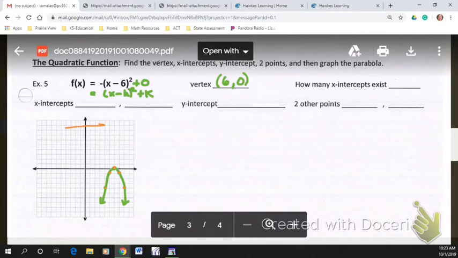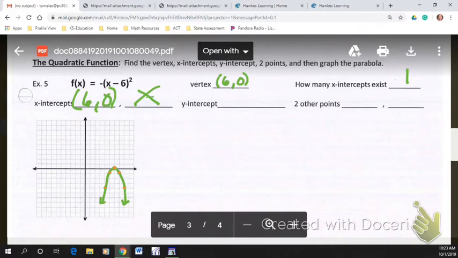Okay, so once again, if you were doing this online, they probably would not have you graph it first. So when they ask how many x-intercepts exist, it might be helpful to graph it on graph paper so you can see that, if you're a visual thinker. All right, so how many x-intercepts do I have? 1. And that x-intercept is the same as the vertex, so I only have 1. I have an x-intercept at (6, 0), same as the vertex, okay?